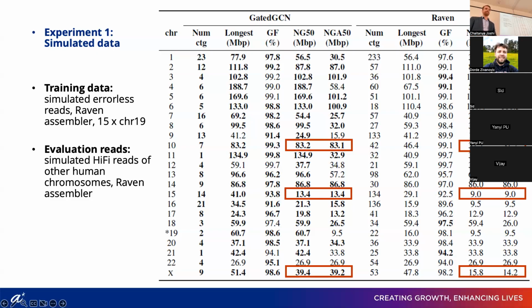Coming back to my question, if I understand correctly, in this table the metrics that you get for chromosome 19 sometimes are not as good as for other chromosomes, even though it was trained on 19. Any intuition why, any reason why you think that might happen?